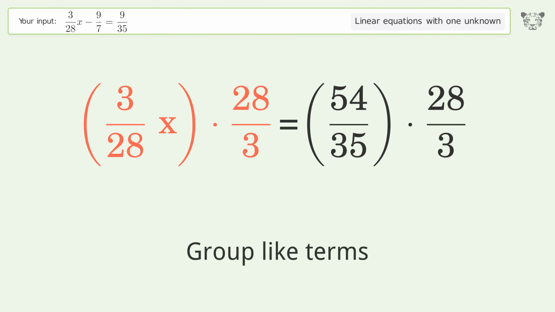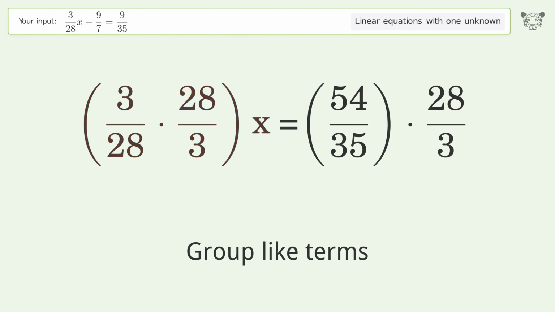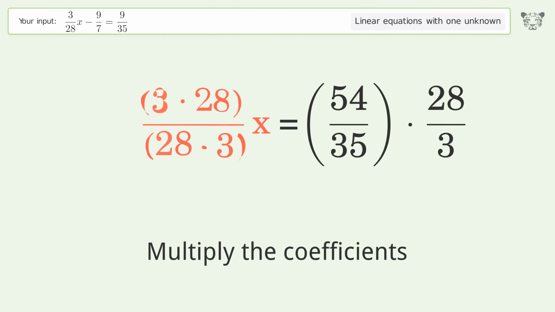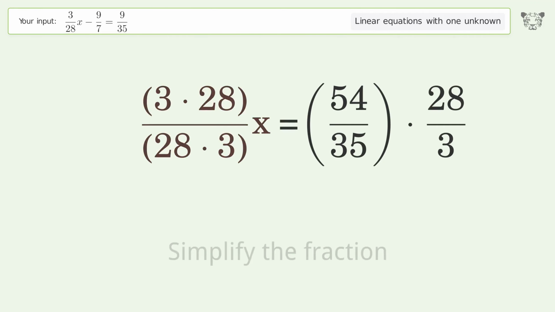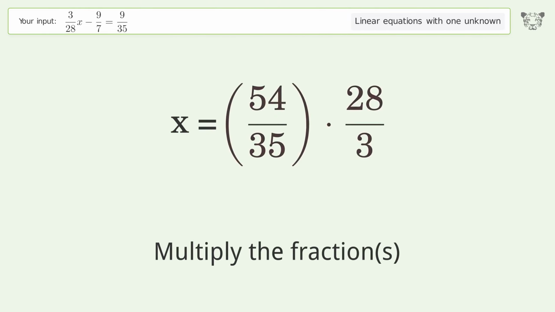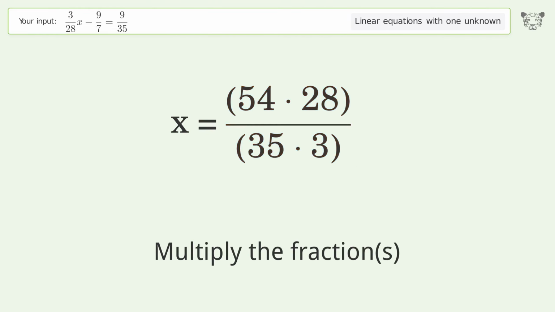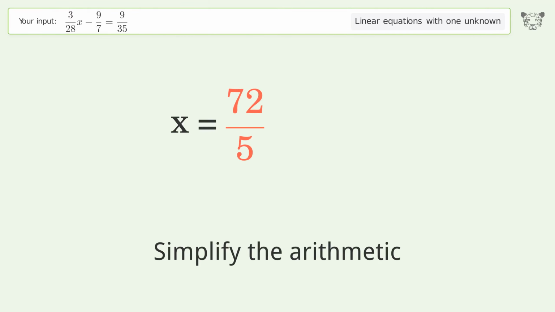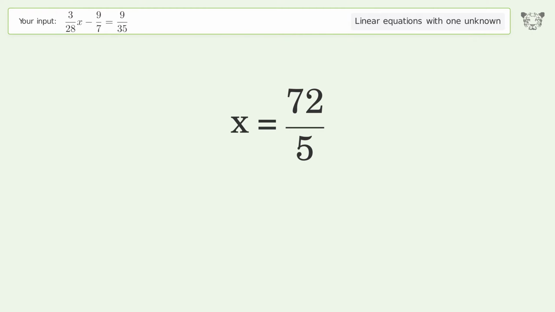Group like terms. Multiply the coefficients. Simplify the fraction. Multiply the fractions. Simplify the arithmetic. And so the final result is x equals 72/5.